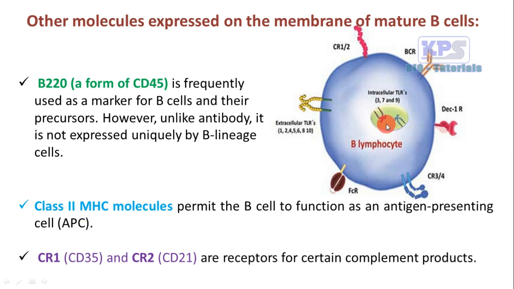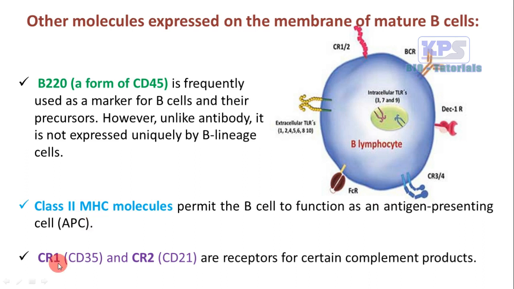So B cell is an antigen presenting cell. Using this class 2 MHC molecule, it will present the antigen. The B cell can endocytose the antigen, and the endocytosed antigens are processed and then presented with the help of this class 2 MHC molecule, and this presented molecule can interact with the T cell. In this way, through this class 2 MHC molecule, a B cell interacts with T cell, and thereby T cell gets activated by this interaction.